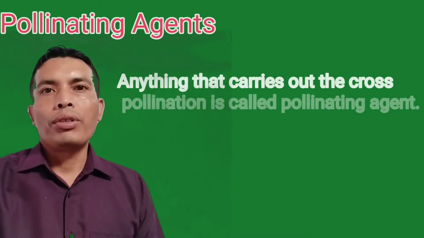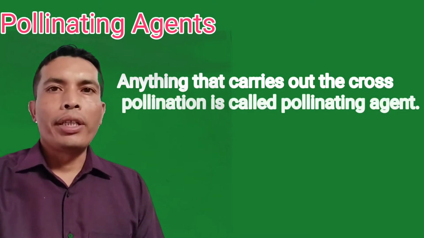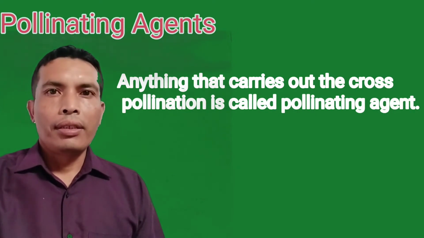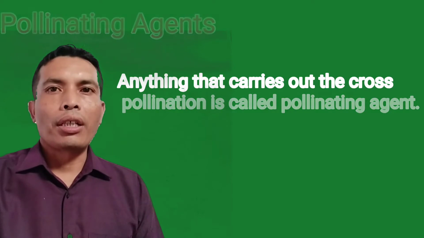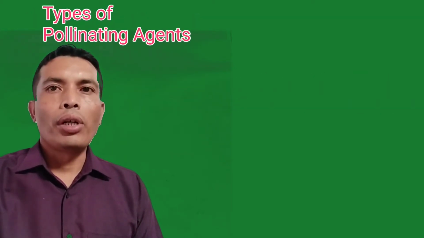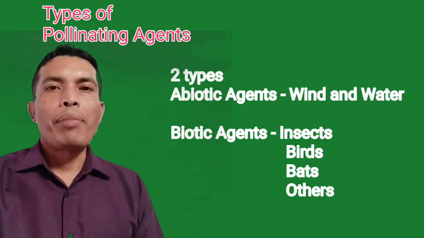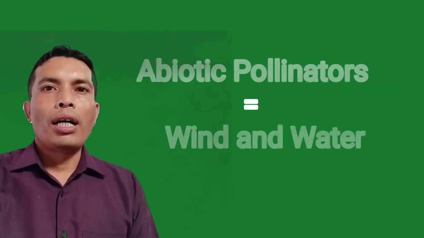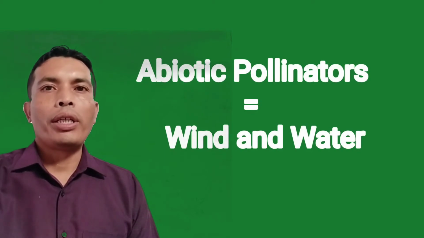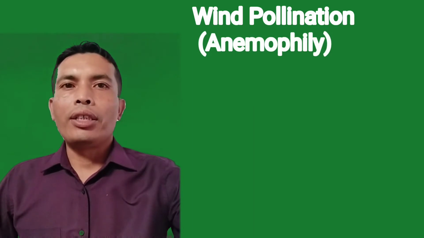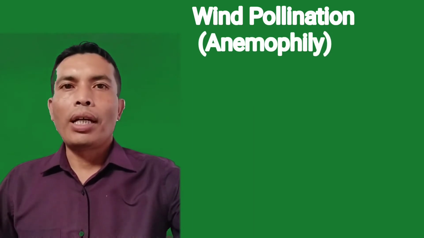Now let us know some agents of pollination. Living or non-living things that pollinate flowers are called pollinating agents. There are two types of pollinating agents. They are abiotic and biotic. Wind and water are abiotic pollinators. Pollination done by wind is called anemophily, right?